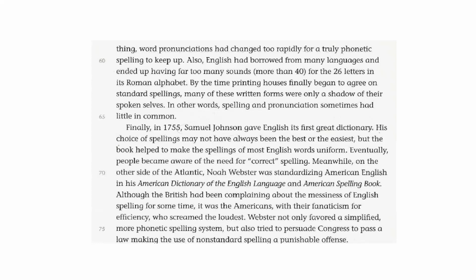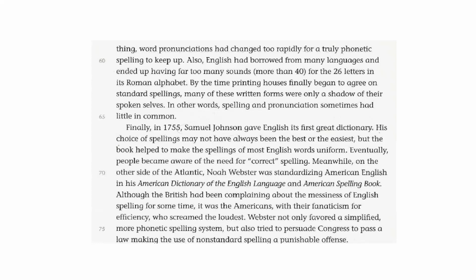Okay, finally, in 1755, that's more current, 250 years later, Samuel Johnson gave English its first great dictionary. Sounds like an interesting question, Brother Terence. When did English have its first great dictionary? 1970. Okay.